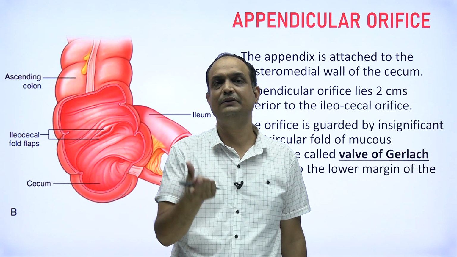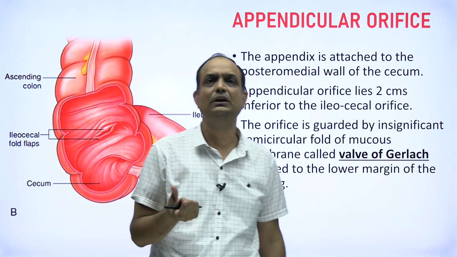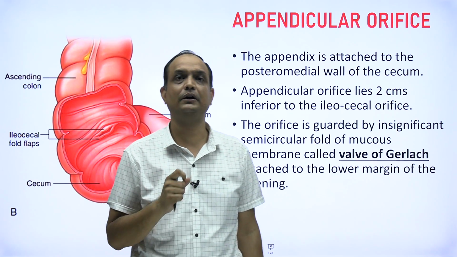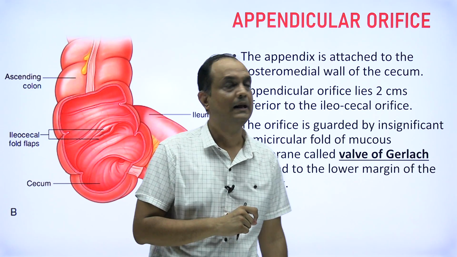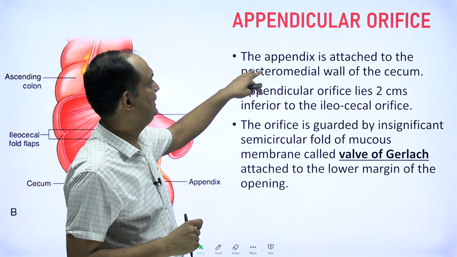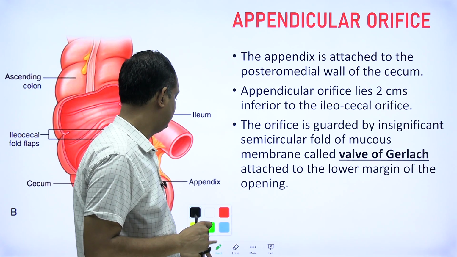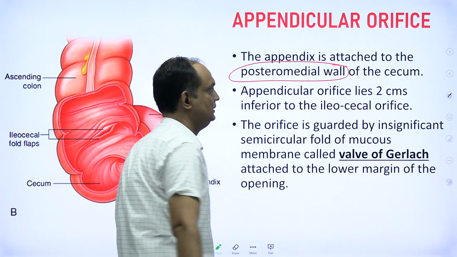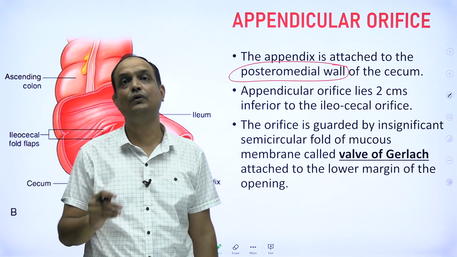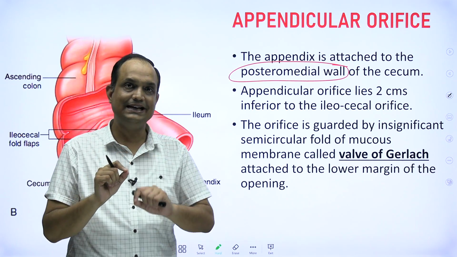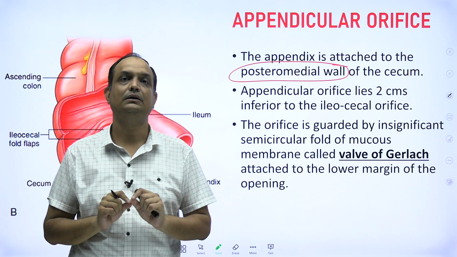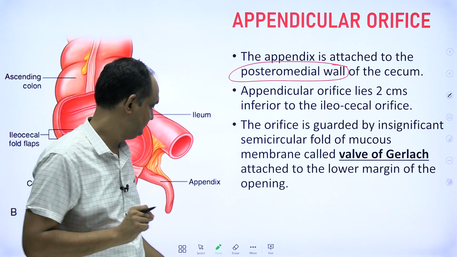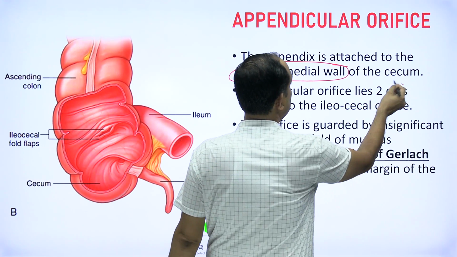Now, what about the appendicular orifice? The appendix is a vestigial organ, so there is nothing very important about this orifice, but there are two or three important questions related to this opening. The first is: it is attached on which part of the cecum? The answer is the posteromedial wall. The second question is: what is the distance of the base of the appendicular attachment from the ileocecal junction, which I told you is normally 2 centimeters.